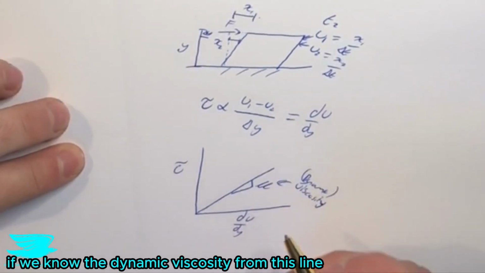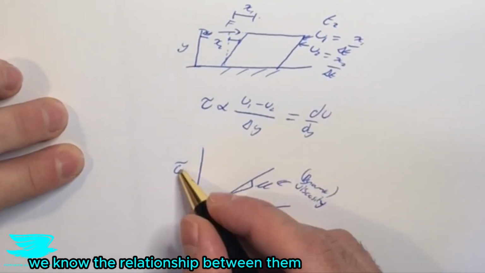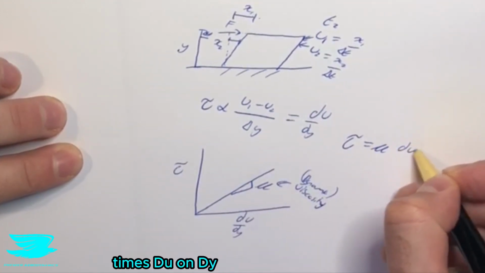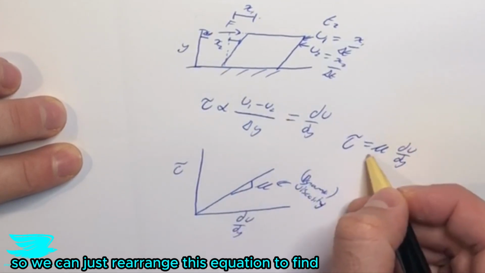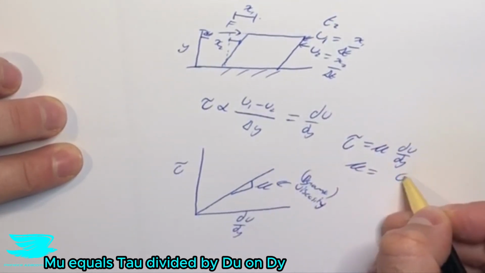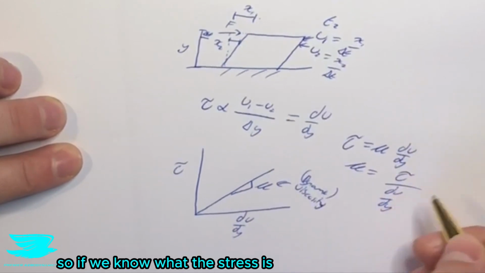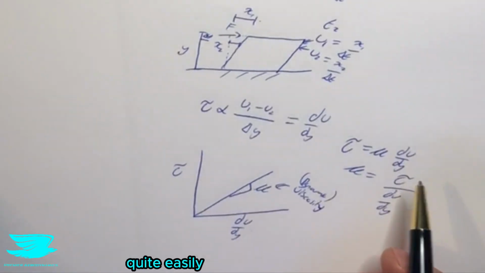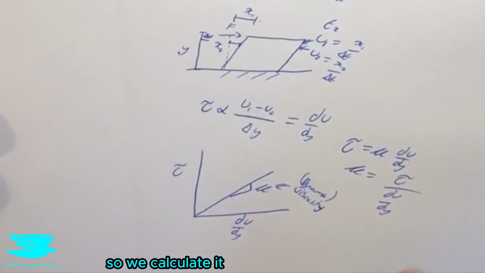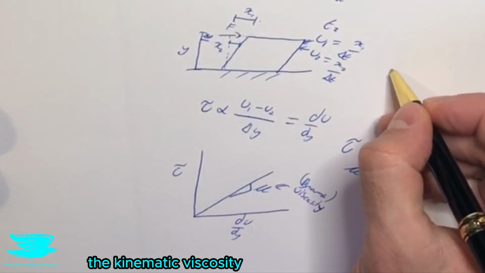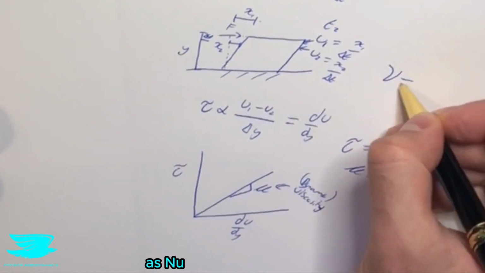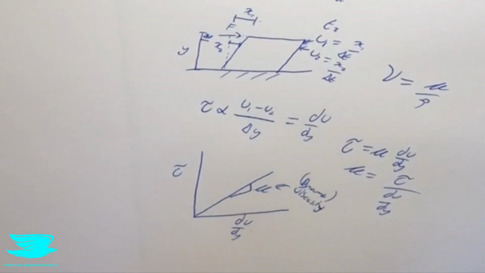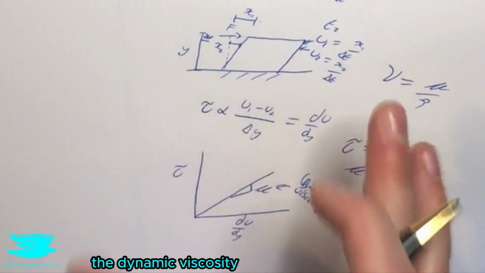So what this means is if we know the dynamic viscosity from this line, we know the relationship between them, and we can now say tau equals mu, the dynamic viscosity, times du/dy. We can just rearrange this equation to find mu equals tau divided by du/dy. So if we know what the shear stress is, and we know how much the velocity is changing with distance, we can find the dynamic viscosity quite easily. So that's how we calculate it. We can also calculate the kinematic viscosity, nu, which is mu divided by the density of the fluid, rho. So that is how we calculate the dynamic viscosity and the kinematic viscosity.